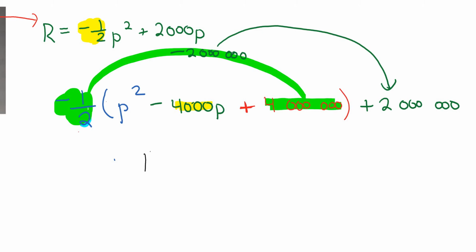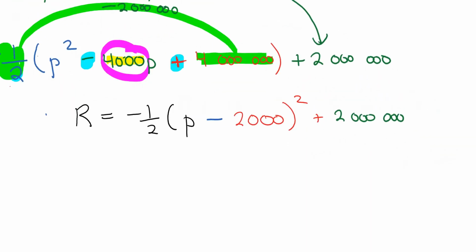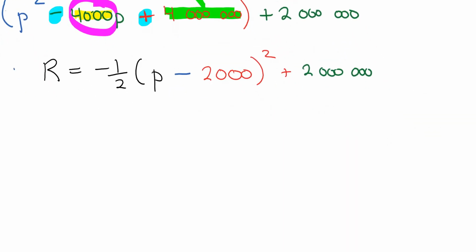So revenue equals negative 1/2 bracket p. Since there's a minus sign and a plus sign, that means one of the signs has to be negative. And then all you have to do now is take your 4,000 divided by 2. 4,000 divided by 2 is 2,000. And then close the bracket, square it, and then plus the 2 million, which is the y value there. Okay, so that's how you complete the square.